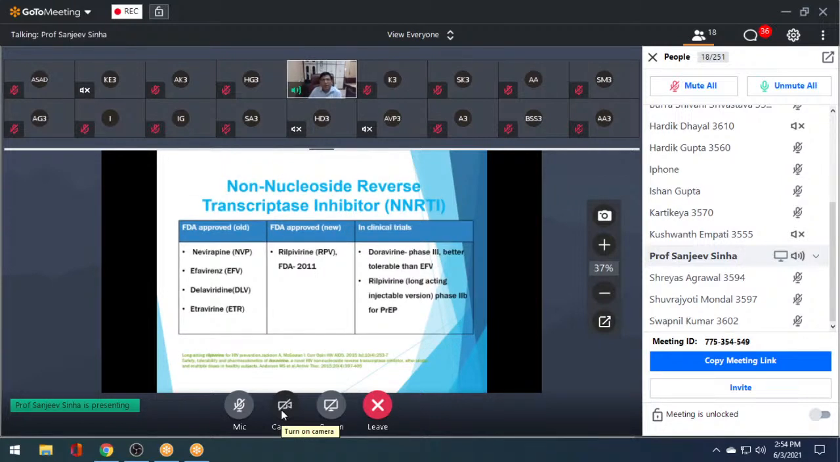Coming to the non-nucleoside reverse transcriptase inhibitors, or NNRTI, you can see here we have FDA or NACO-approved drugs which are available under the national program. We have two drugs in the national program, nevirapine and efavirenz. But we have some more drugs which are available internationally, and these may be available shortly in our country also. There are some drugs like doravirine in the phase 3 trial in the US, and it may be available in India shortly.